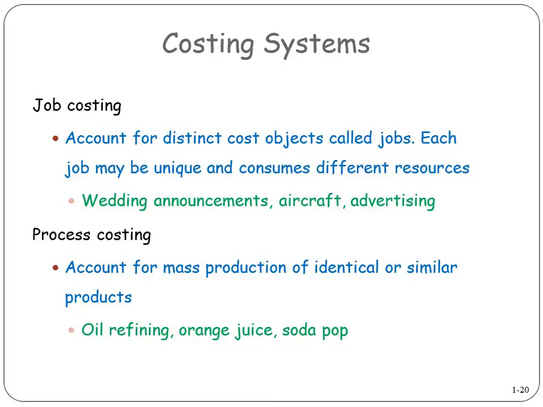Process costing is really mass production. How do you account for the cost of 1 gallon of gas? It's a process. Or orange juice or soda pop. Are we in Chicago? Soda pop. Very different than in job costing. So those are your costing systems.